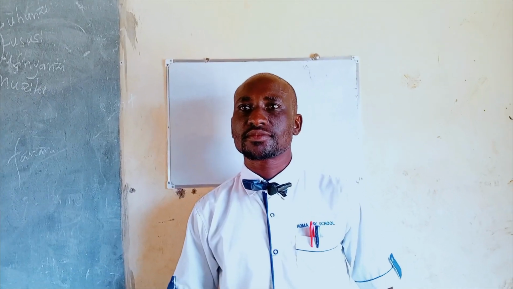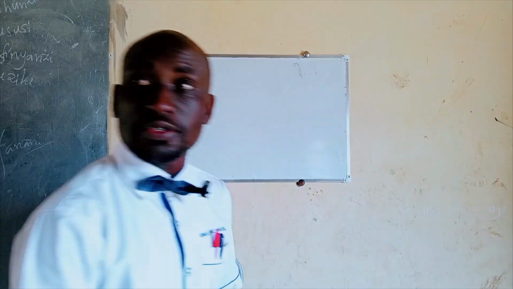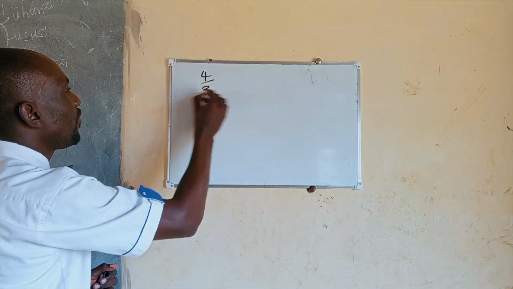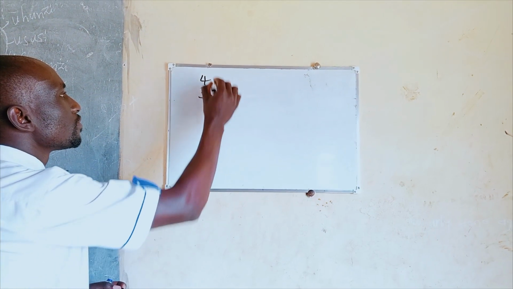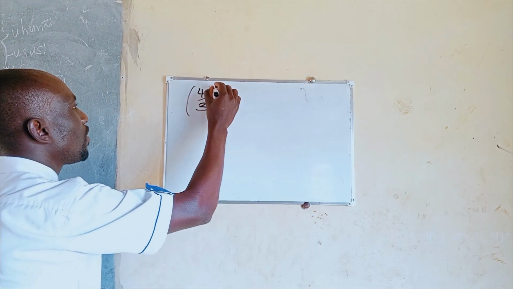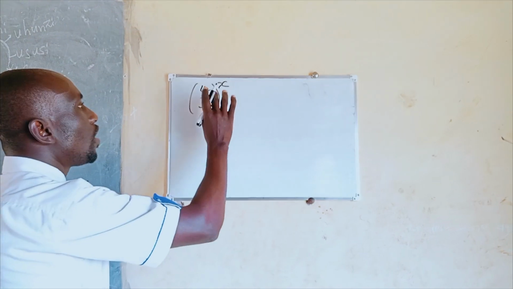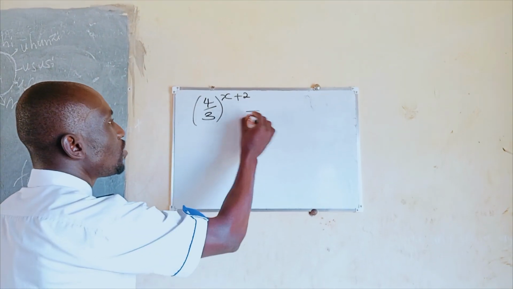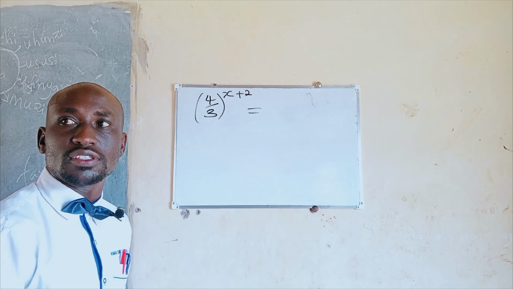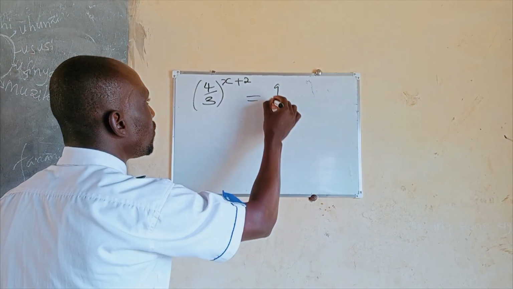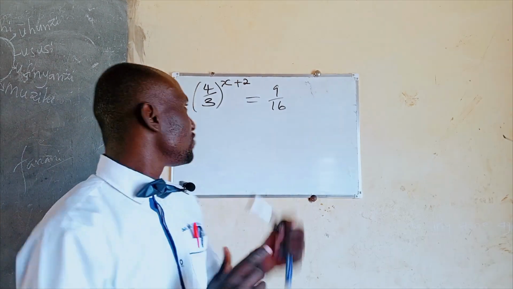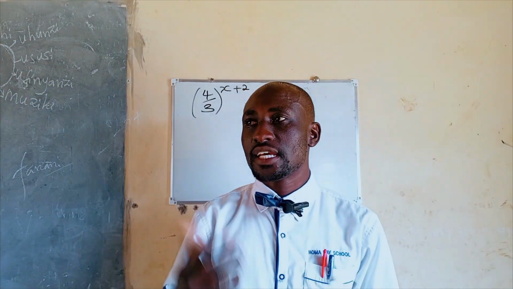This mathematical problem. Oh, okay, I can do that. (4/3)^(x+2) is equal to 9/16. Solve for x. Definitely we are required to solve for x.